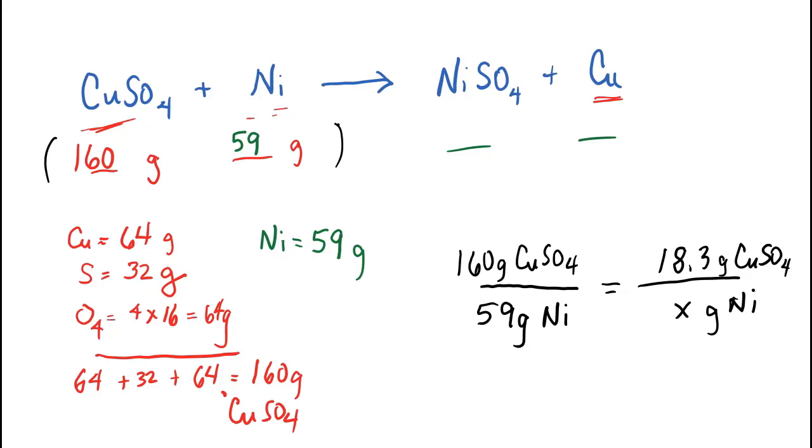This is a calculator problem. I will do a cross multiplication. 160x equals 59 times 18.3. 59 times 18.3, that I'll put on my calculator, and I will use the power of algebra to solve for x, which is the mass of nickel I need to use.